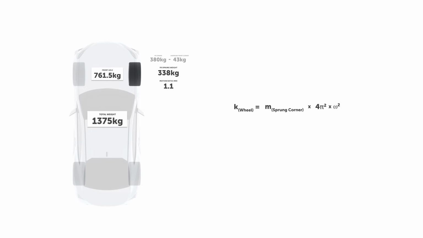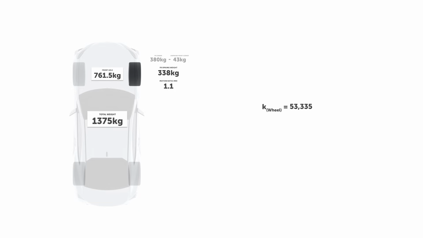This is the formula we use to calculate the target spring rates at the wheel. Reading left to right, we have the sprung mass for that corner of the car, the value of pi, and the target frequency. From here, it's as simple as substituting our numbers into the equation. Doing so, we get a value of 53,335.